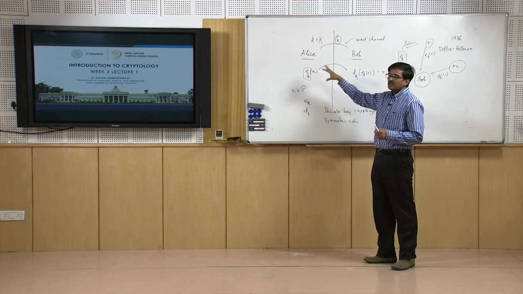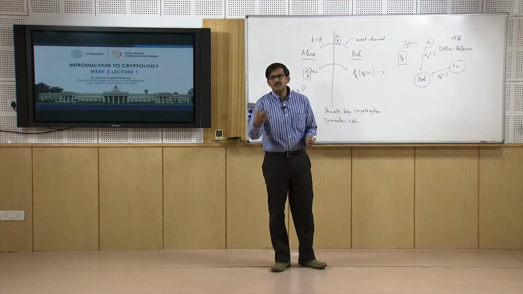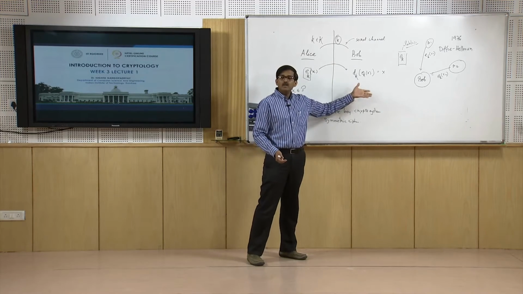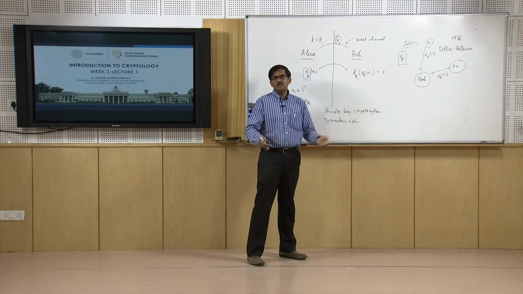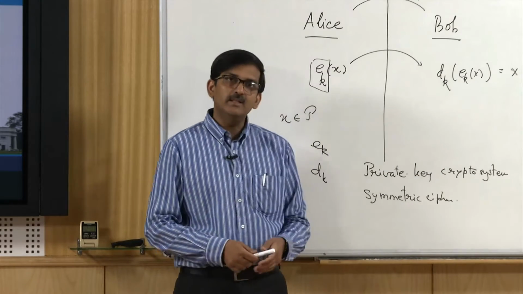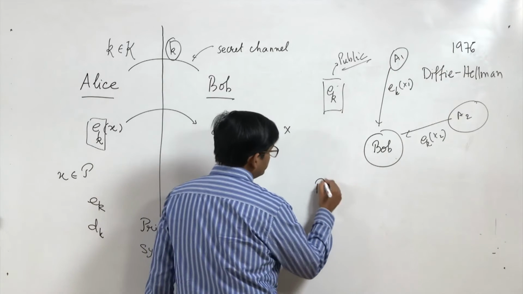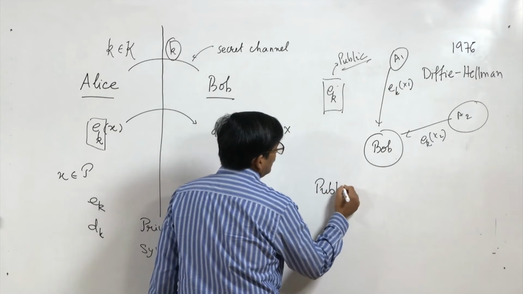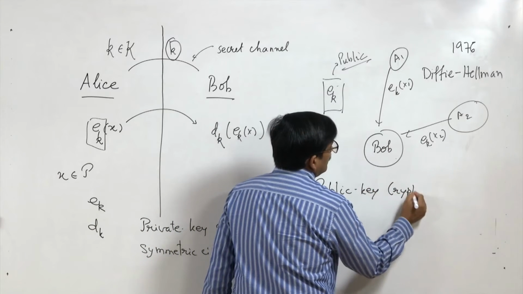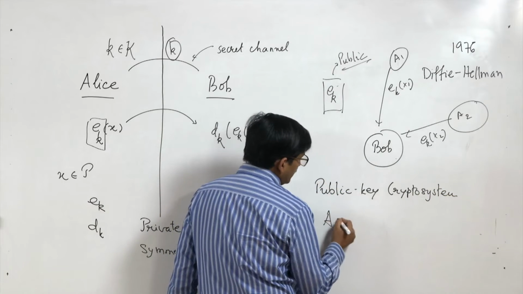That is, even if the sender knows the encryption function, she is unable to know the decryption function. So, there is an asymmetry, although the receiver knows both, because the encryption function is publicly available and the decryption function is a special knowledge that the receiver has. So, it is called public key cryptosystem, or asymmetric ciphers.